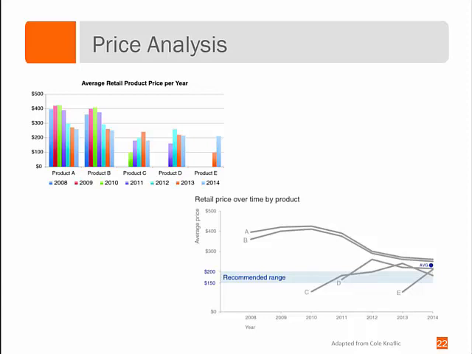Another example, using price analysis. So here we're taking a look at different prices of products. So our title here is Average Retail Product Price per Year. So we do products on the x-axis there, product A, B, C, D, and E. We have time series of different years, 2008, 9, 10 through 2014. And then on the y-axis, we have the average retail product price.